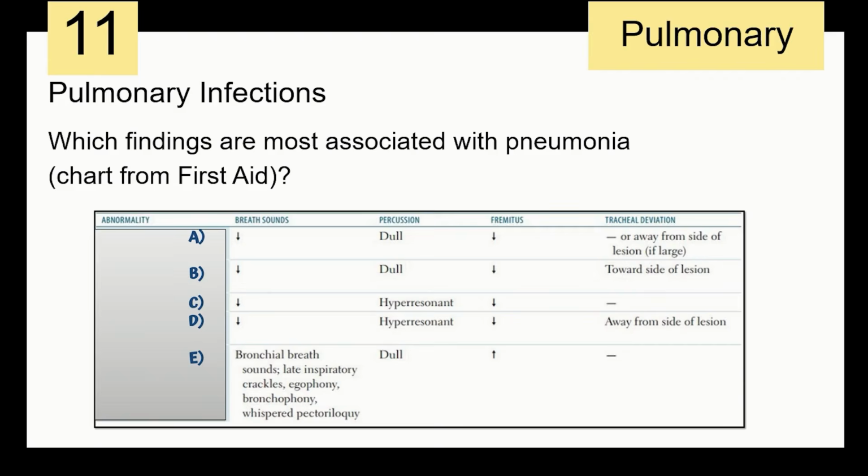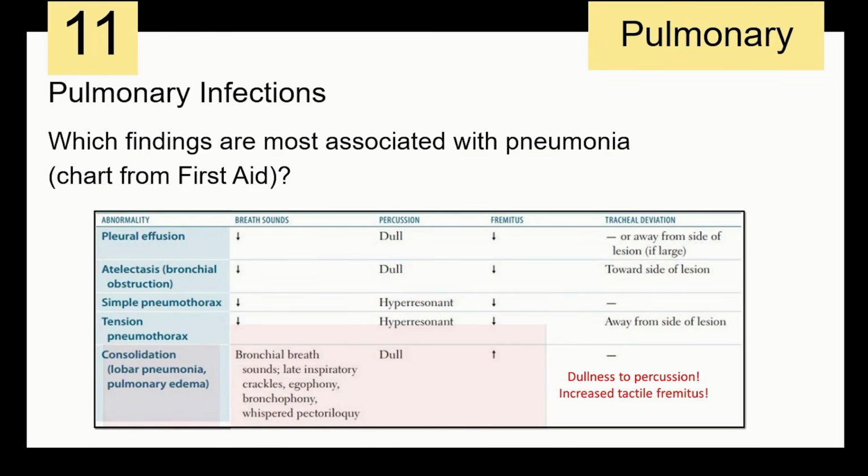All right, question 11. Back to first aid. Which findings are most associated with pneumonia? Will there be dullness or resonance? There will be dullness because of all the fluid that builds up. And there will be increased tactile fremitus. Tactile fremitus is evidence of consolidation, and that's what we see in pneumonia, as well as in pulmonary edema. Again, both the dullness and the increased tactile fremitus.